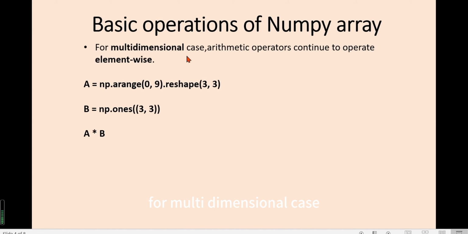For the multidimensional case, arithmetic operators continue to operate element-wise. So A is a 2-dimensional array with elements 0 to 8, reshaped to a 3 by 3 shape. And B is also a 3 by 3 shaped 2-dimensional array with all elements being 1. So A multiplied by B will also be a 3 by 3 2-dimensional array where each element is the product of the corresponding elements from A and B.